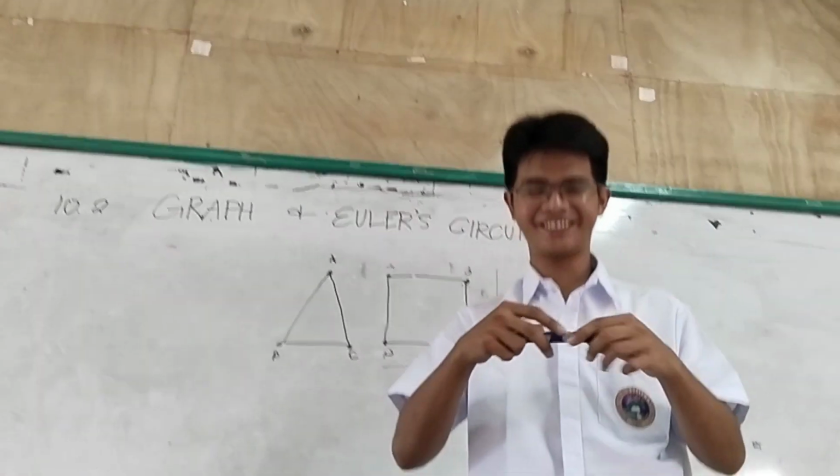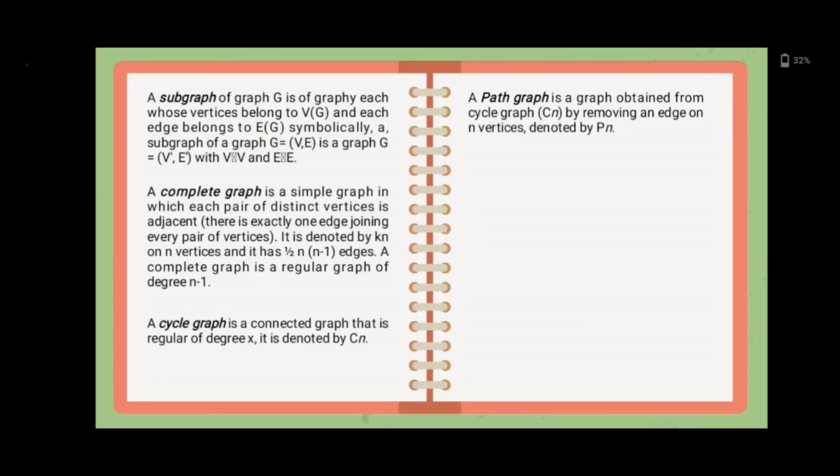After that is the path graph. A path graph is a graph obtained from the cycle graph C sub n by removing an edge on n vertices, denoted by P sub n.